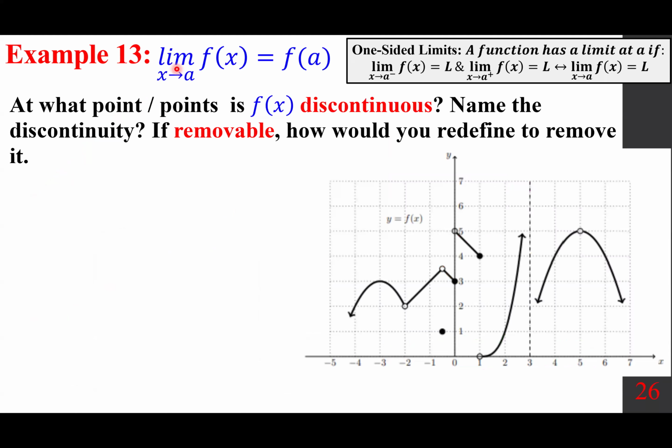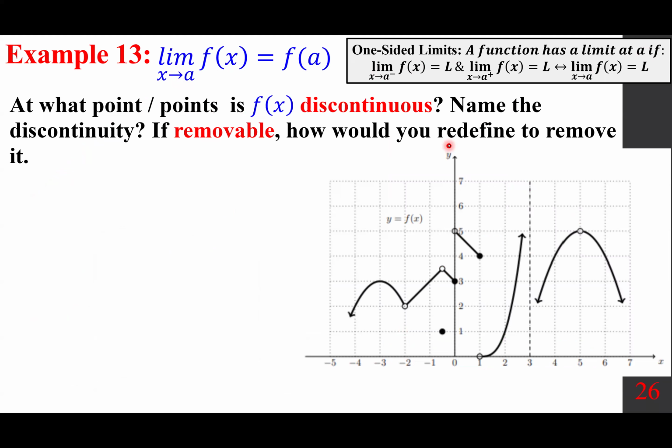All right, reminding you of the definitions, the limit of f of x as x approaches a is equal to f of a, and one-sided limits. And now for this question, at what point or points is f of x discontinuous? Name the discontinuity. If removable, how would you redefine to remove it? In other words, how do you fix it?